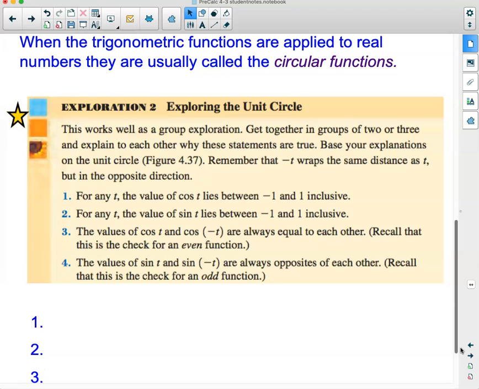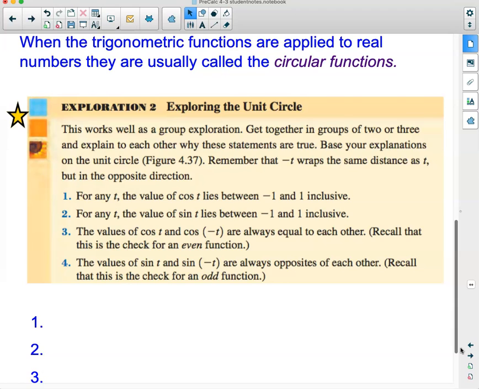So, exploring the unit circle, like it says, works good as a group. We're not going to be able to do that because you haven't seen a lot of trig in the past. And it says to base your exploration and your explanations on the unit circle, which you've just been introduced to, so that would be hard to do. Remember that negative t wraps the same distance as t, but in the opposite direction.